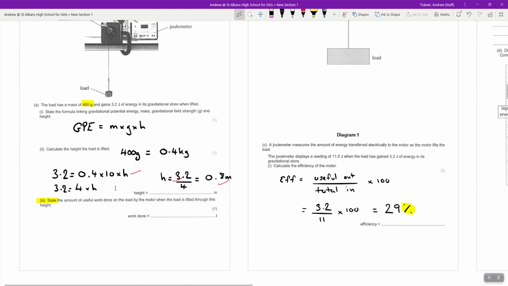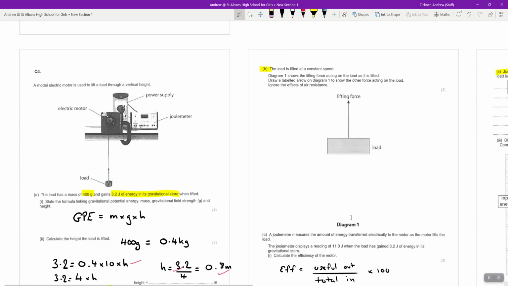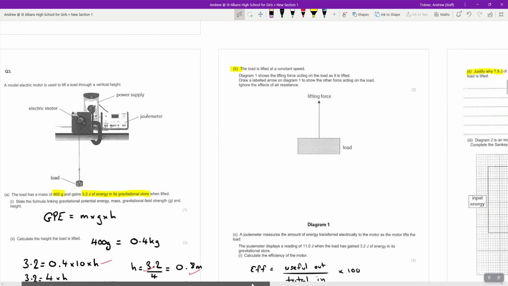State and 1 mark means we don't have to do any calculations. People were trying to use work as force times distance, various things. This question is just checking that you know that the useful work done in this case is the energy that you transferred into the gravitational store. This energy in the gravitational store, that is the work done. The answer is simply 3.2 joules. And that's it.